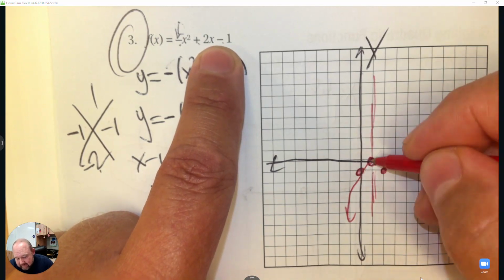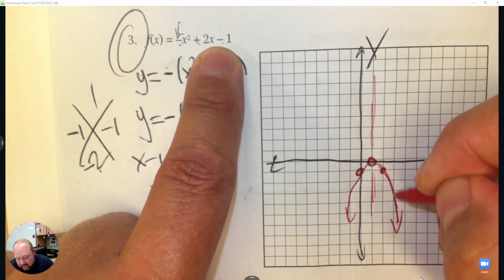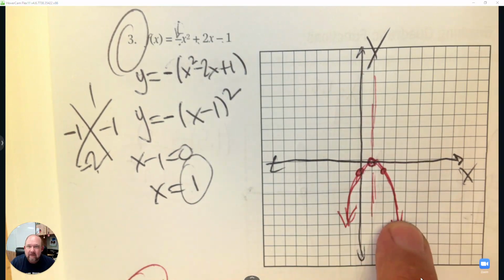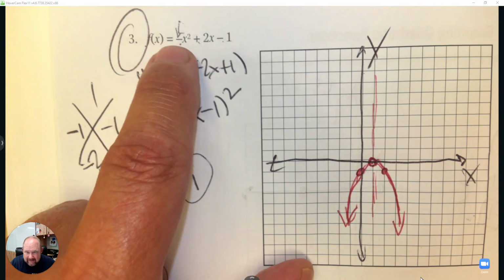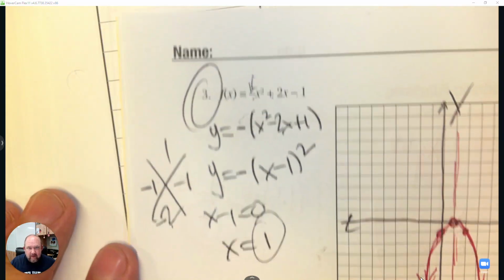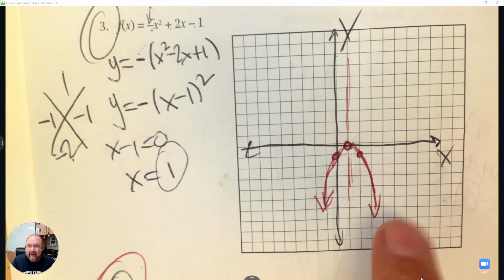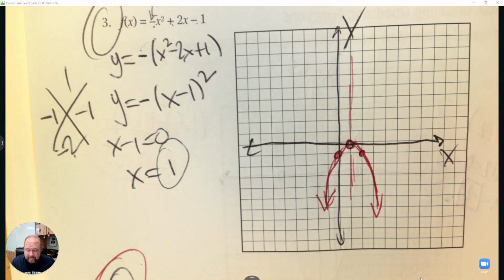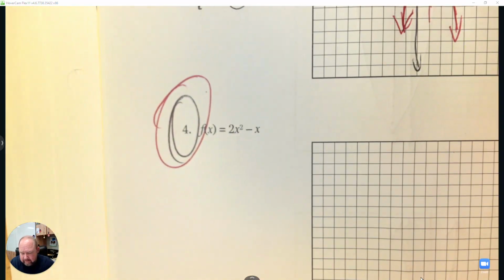And you can tell that when that leading term is negative, this parabola now is concave down because that first term is negative. So when that x squared is negative, it's going to look down. If that x squared is positive, it's going to look up. It's going to smile. All right, last one, then your homework's done. Number 4.